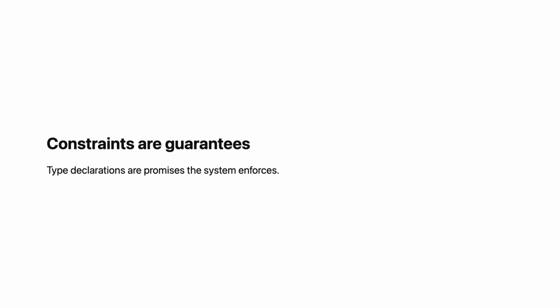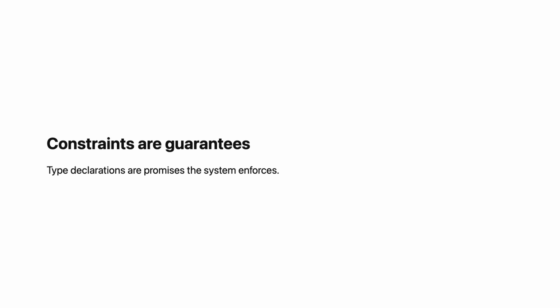These constraints might feel limiting. You cannot put a string where an integer is expected. But these constraints protect you. They prevent you from doing things that do not make sense. They catch mistakes before the program runs. They make programs more predictable and reliable. Constraints are not restrictions. Constraints are guarantees.